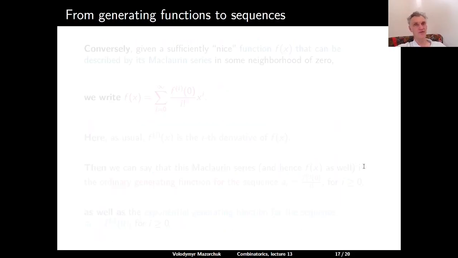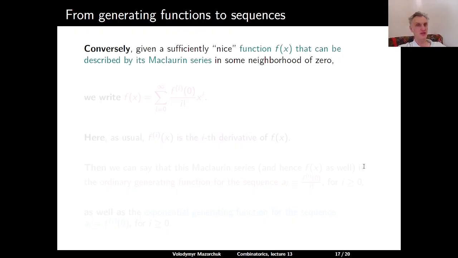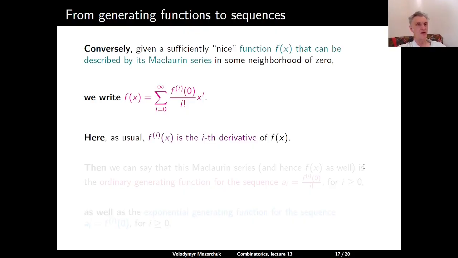We can also go back from functions to sequences which these functions define. If we have a sufficiently nice function f of x, which we can represent by its Maclaurin series in some neighborhood of 0, so f of x is equal to the sum over i from 0 to infinity of f upper i of 0 divided by i factorial x to the power i, where f upper i of x is the i-th derivative of f of x. We assume that f can be represented in this way.